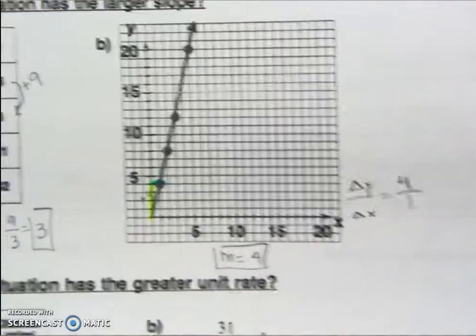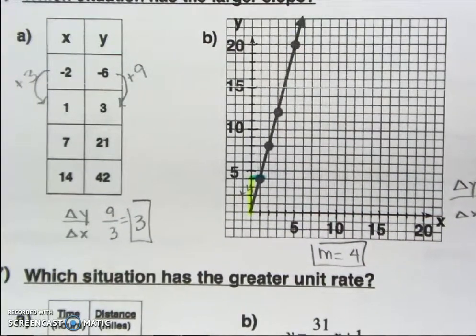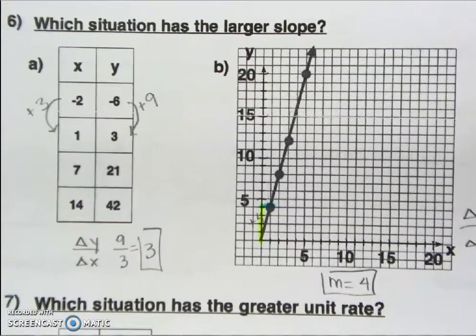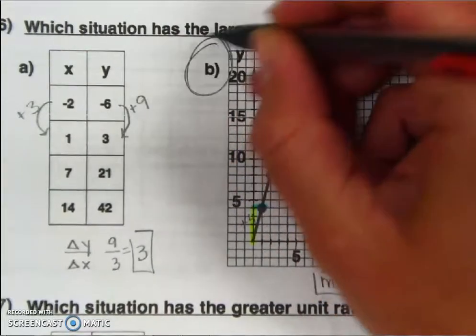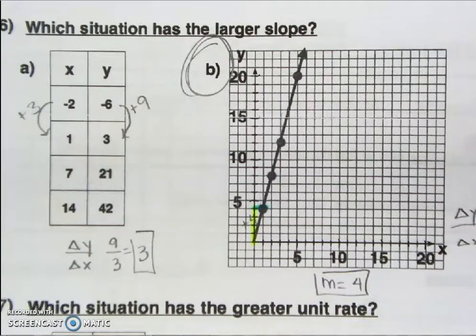All right, so in the table, the slope is 3. In the graph, the slope is 4. So which one has the larger slope? B does. Change in y over change in x. Let's check that again over here now.